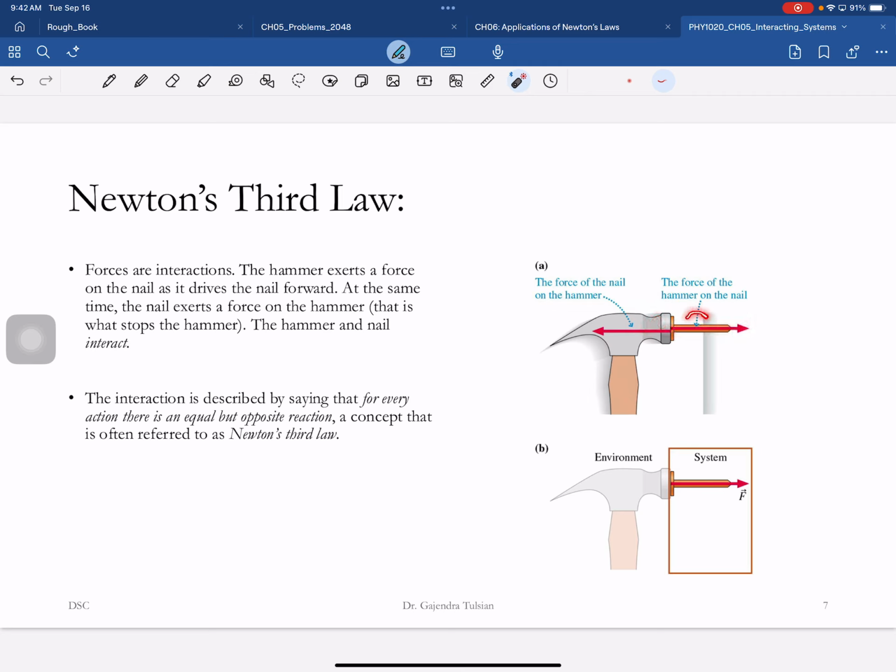What does the force that the nail exerts on the hammer do? The hammer stops. The hammer had a velocity when you were hitting the nail, and what's stopping the hammer? It's the force that the nail exerts. So in this example, this is the environment. This is the system. For every action, there's an equal and opposite reaction, and that's Newton's third law.